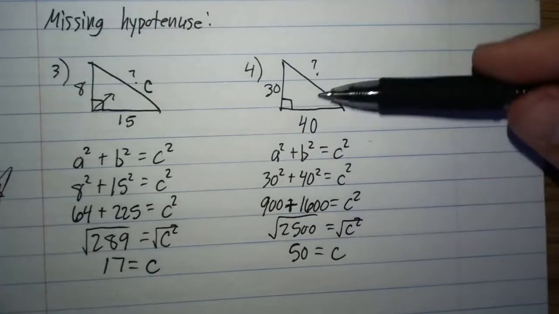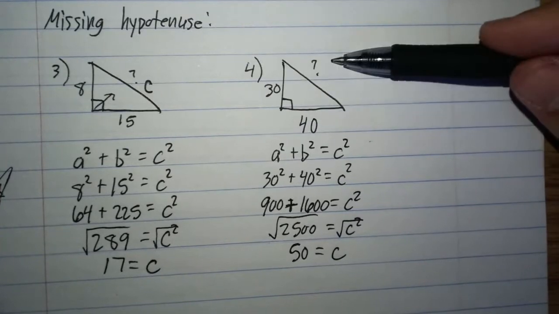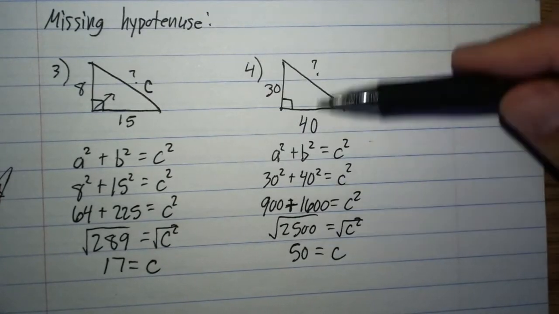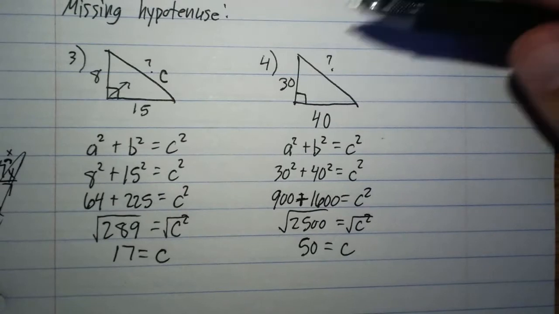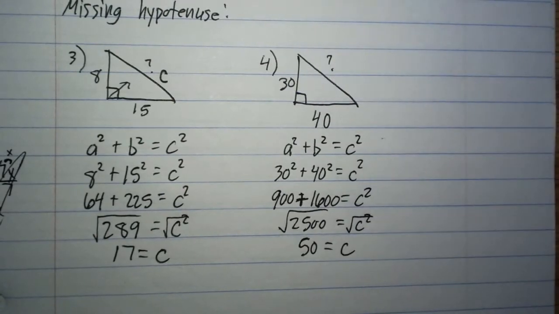Now, always go back and check. I'm looking for my hypotenuse. That's my longest side. 50 would be the longest. And 30, 40, 50, that fits with kind of my triangle there.